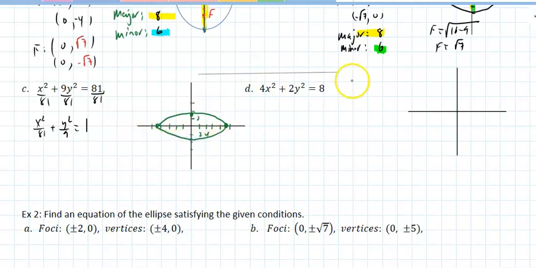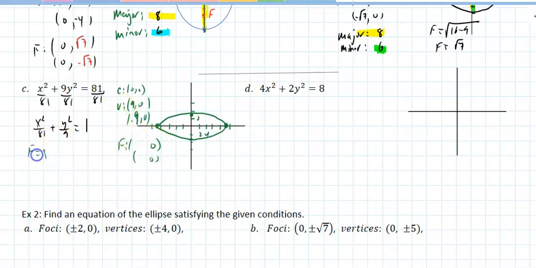Well, this is what we know. We know that the center is at 0, 0. They're not asking for the center, but there it is. Vertices, we know the vertices are 9, 0 and negative 9, 0. We know the foci are on the x-axis. Let me find out what those are.